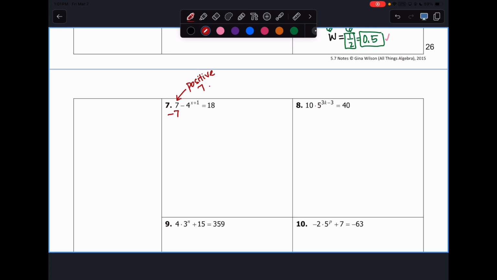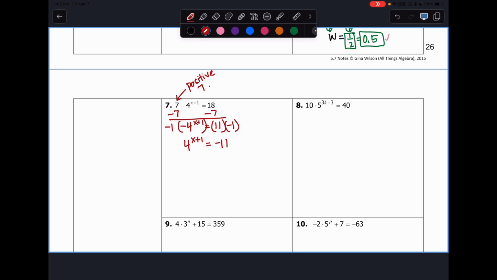Okay? So we're going to subtract 7 on both sides, and I get negative 4 to the x plus 1 equals to 11. How do I get rid of that negative there? You can multiply everybody by negative 1 or divide both sides by negative 1. Either way is fine. When I do that, I have 4 to the x plus 1 power equals to negative 11. That's not 11 minus 1, it's 11 times negative 1. Okay?